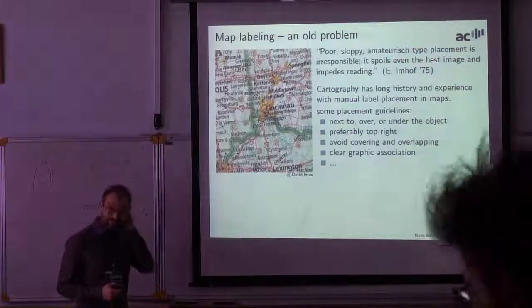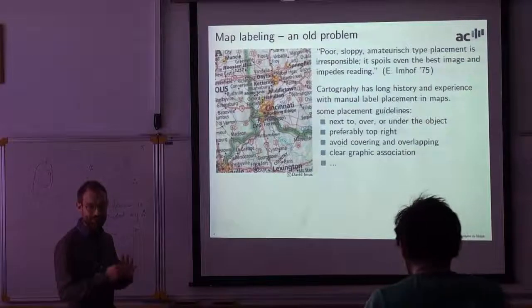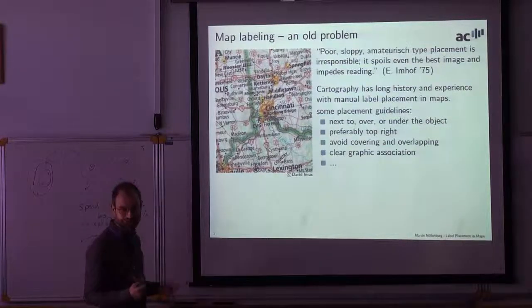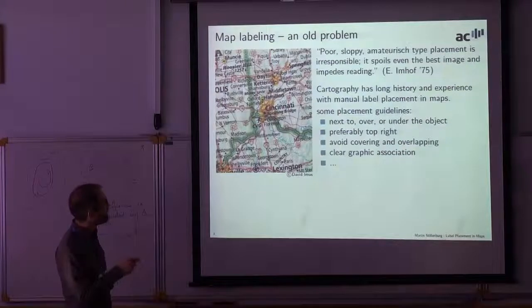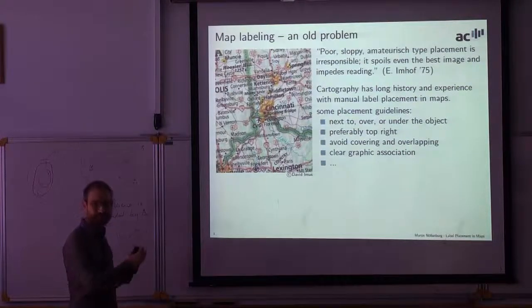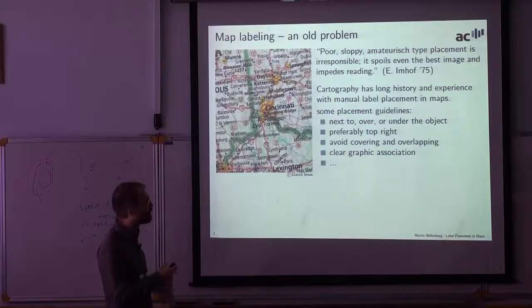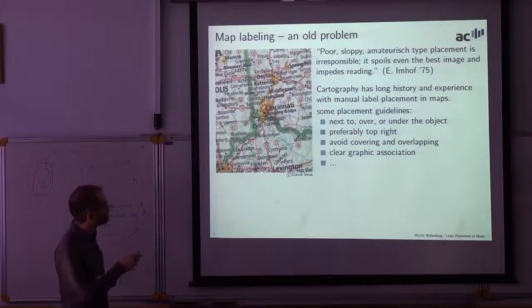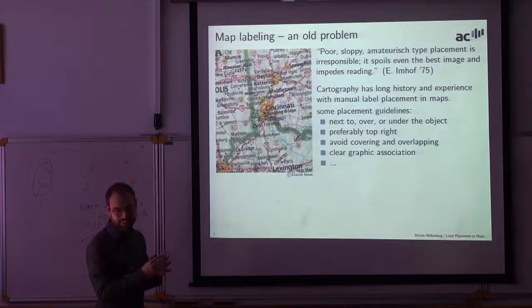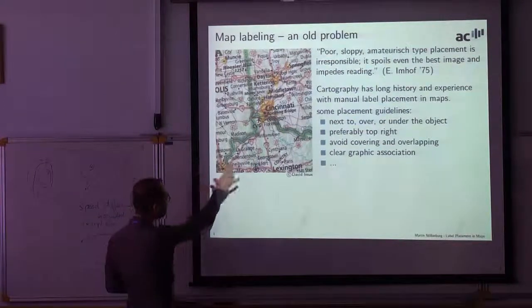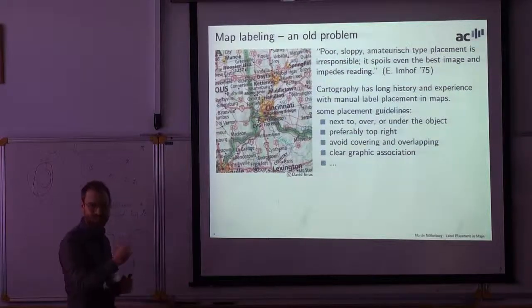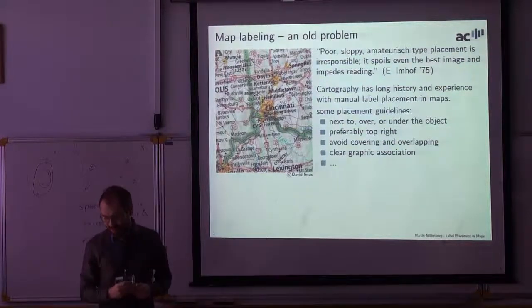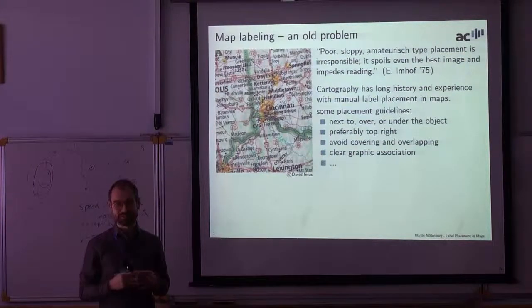So map labeling by itself is a very old problem, because people have created maps by hand for centuries or even longer. And of course there's lots of experience of cartographers on how to place labels. This is just a quote from a Swiss cartographer that is already almost 50 years old, who said that if you do the label placement wrong, then it can spoil the entire map. So even if your picture in the background is very nice, but you place the labels amateurishly, then the map is not good.